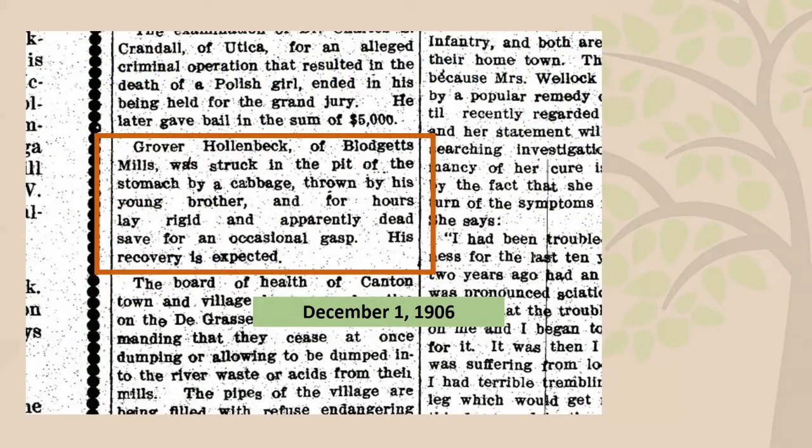Here's an example of family history that might not have been passed from generation to generation. Young Grover Hollenbeck was struck in the pit of the stomach by a cabbage thrown by his young brother, and for hours lay rigid and apparently dead, save for an occasional gasp. His recovery is expected. This was newsworthy for the December 1st, 1906 edition of the Watertown Daily Times. Do you have any relations from Blodgett's Mills? Any Hollenbecks in your family line?